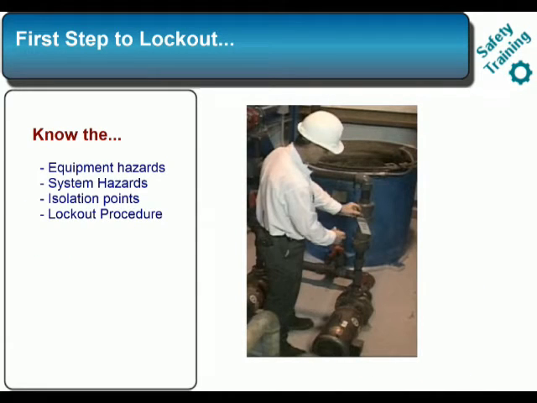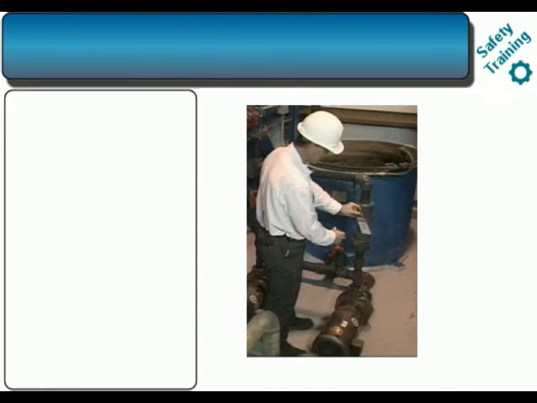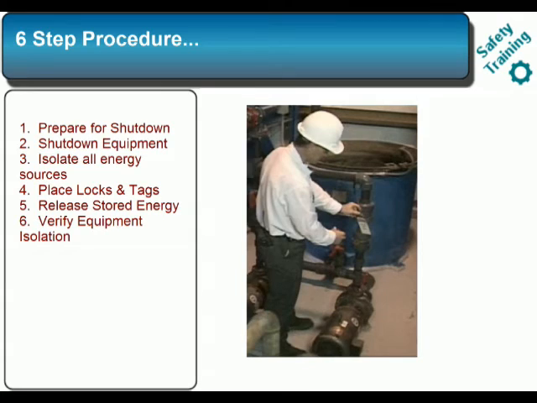The first step in lockout is knowing the equipment hazards, system hazards, isolation points, and lockout procedure. Working on unfamiliar machinery is a hazard. The 6 steps in the lockout procedure are preparing for shutdown, shutting down the equipment, isolating all energy sources, placing the locks and tags, releasing stored energy, and verifying equipment isolation.